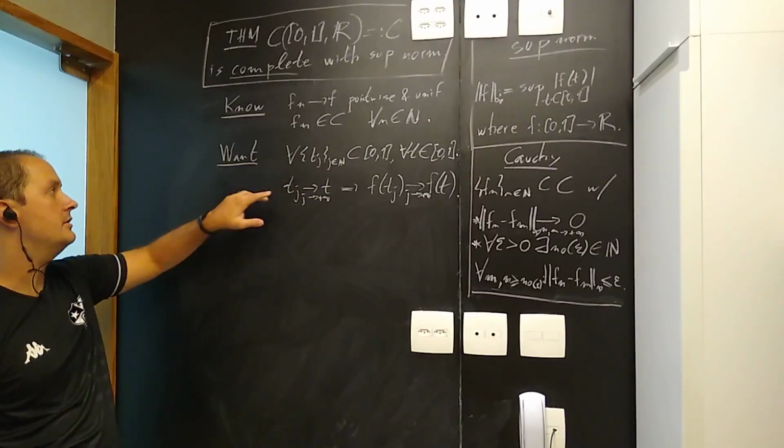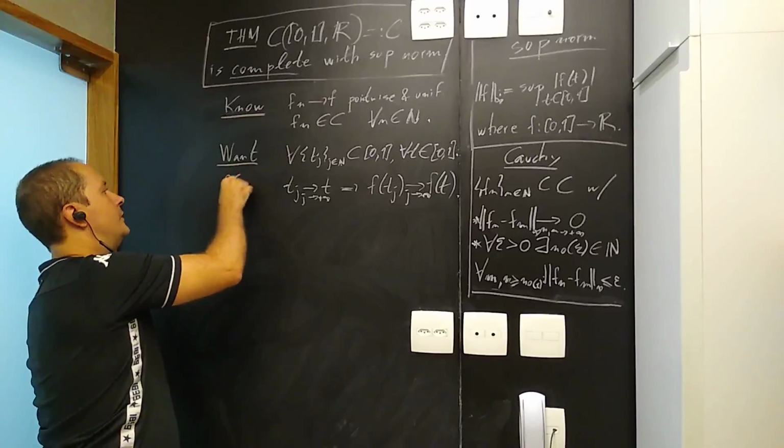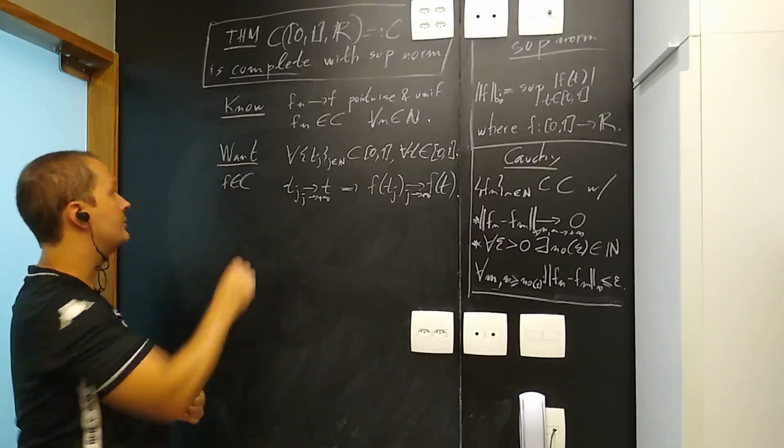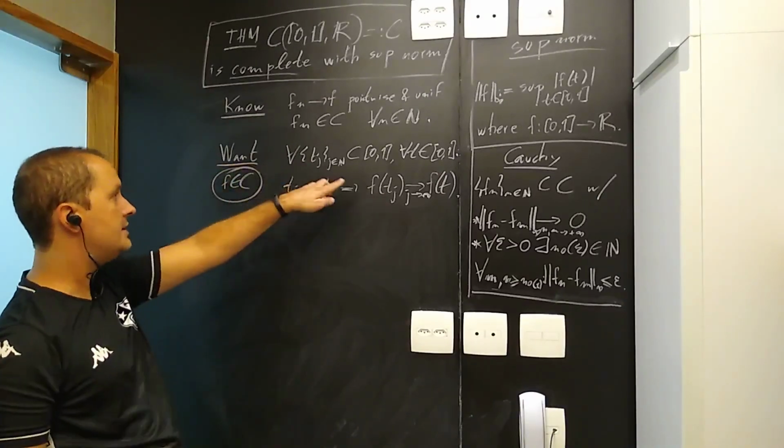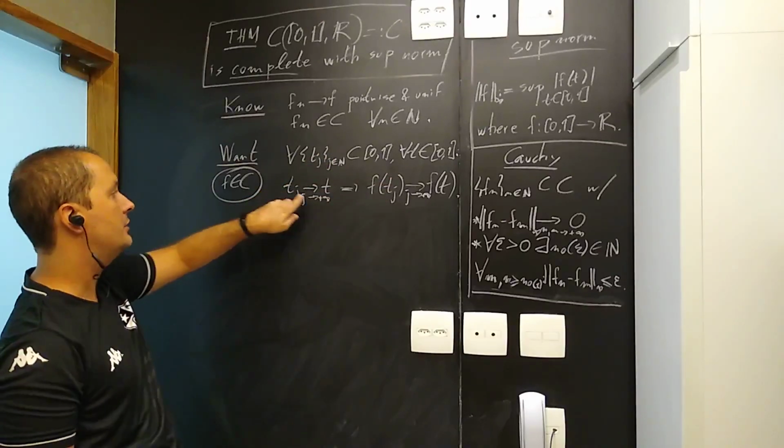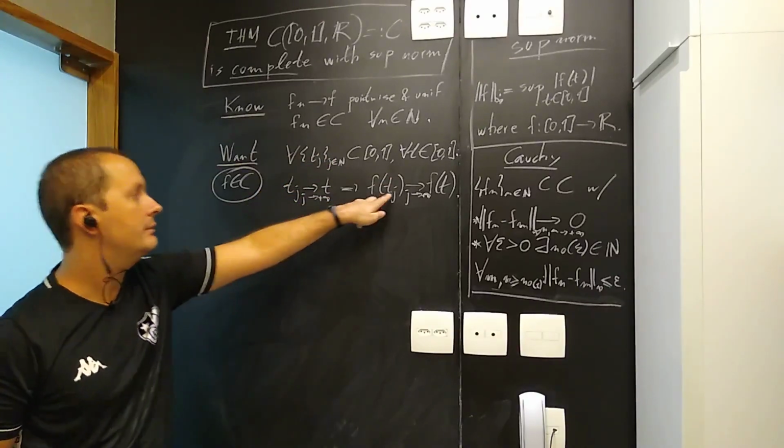Right? This is what continuity is. So what we want to prove here is that F belongs to C. So I'm going to fix a sequence like this. I'm going to fix T. I'm going to assume that T sub j converges to T, and I'm going to show that this is true.